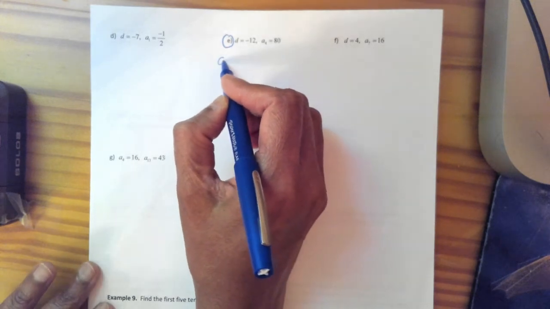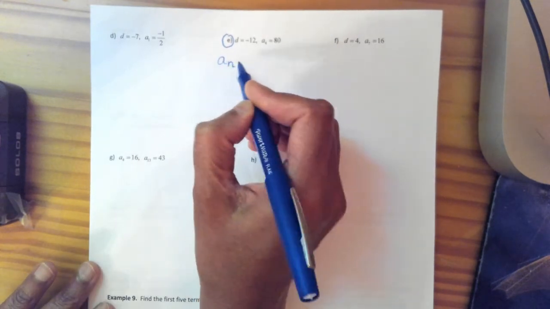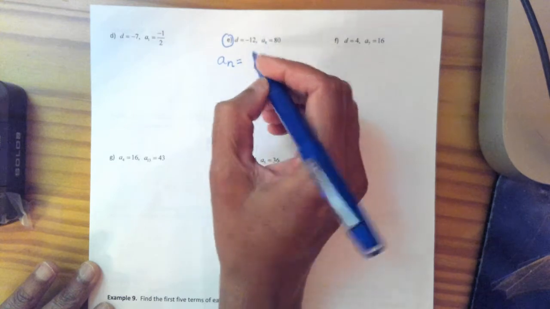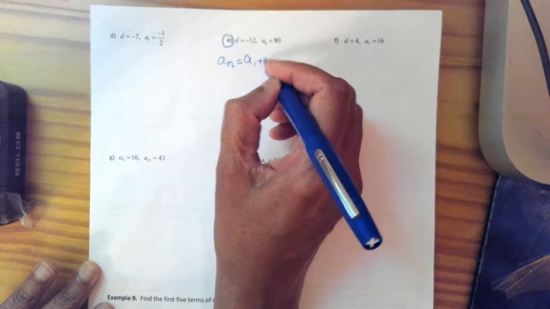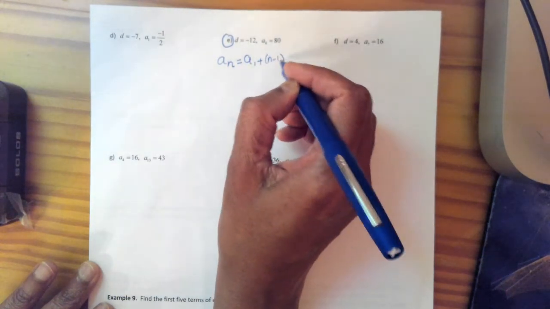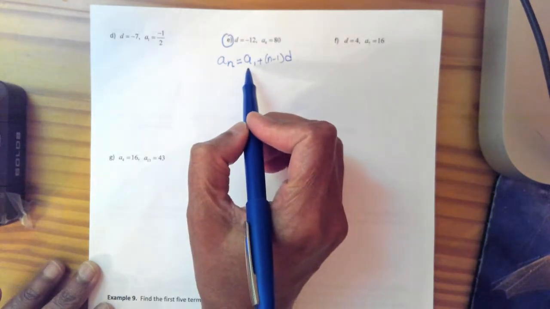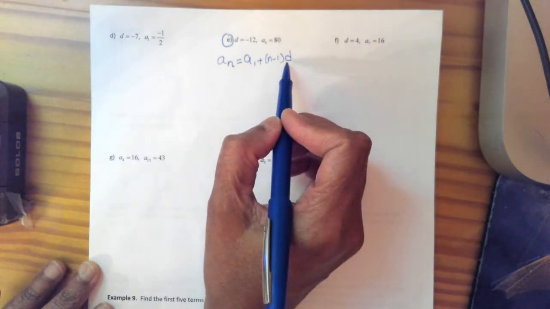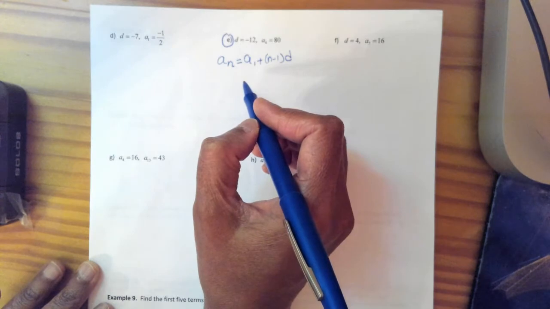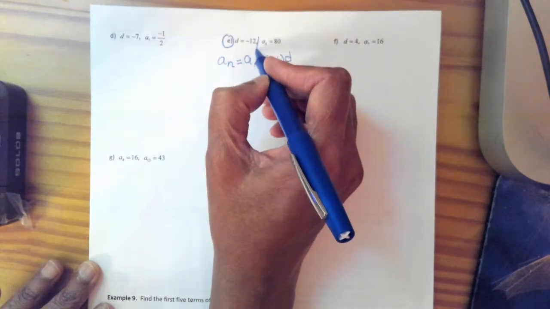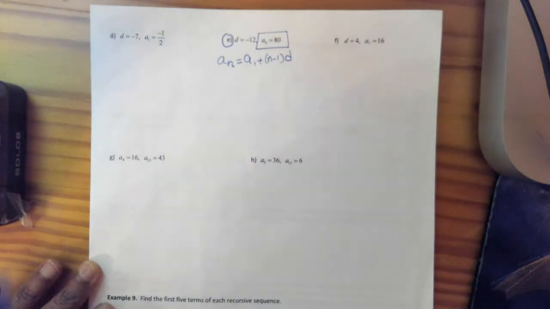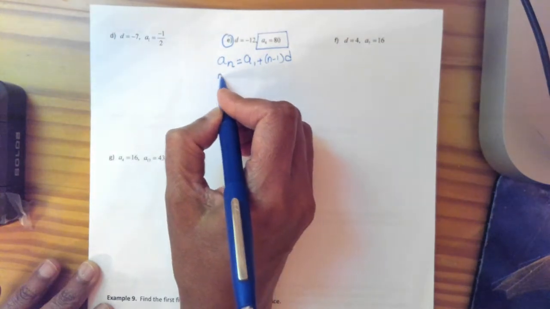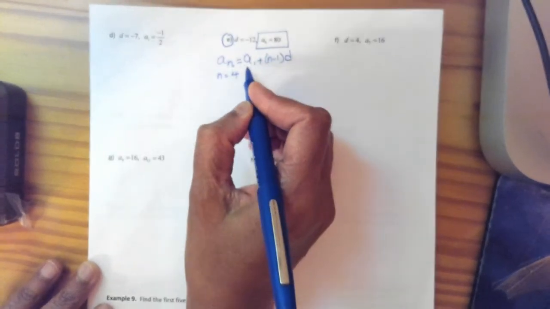So first things first, let's write down the explicit formula. What is the explicit formula? A1 plus n minus 1 D. So remember what you need: you need A1 and you need D. D is given to me, but how do I solve for A1? Instead of A1, they have given me A4. So I'm going to use this A4 when n equals 4 and solve for A1.